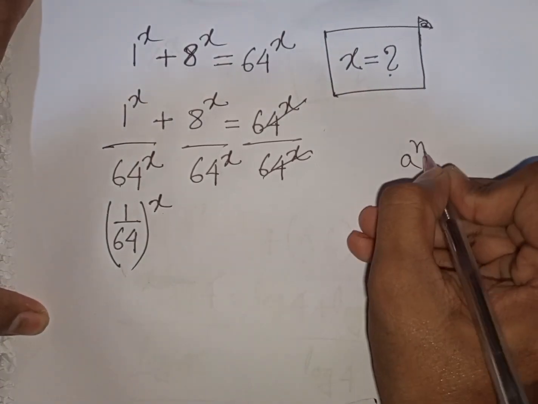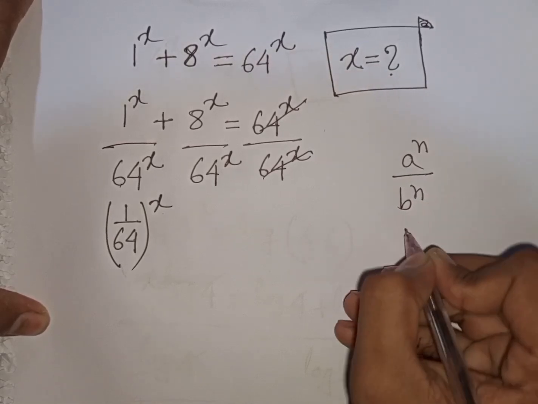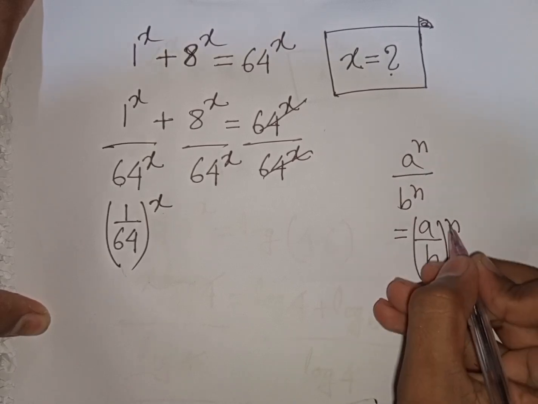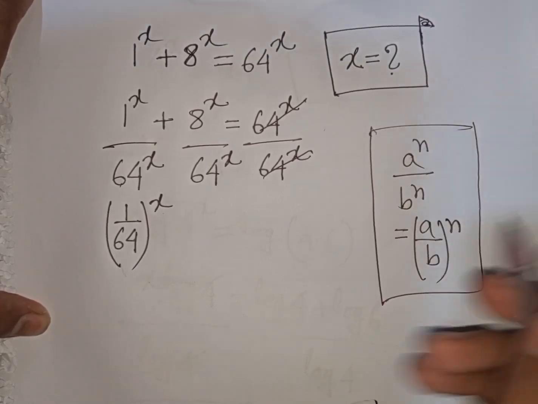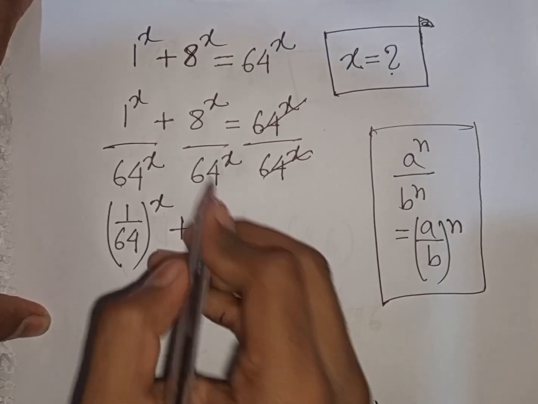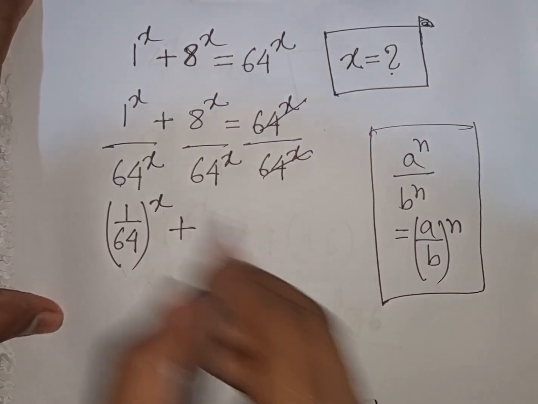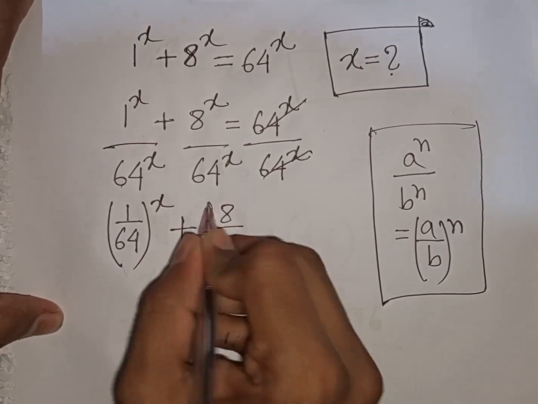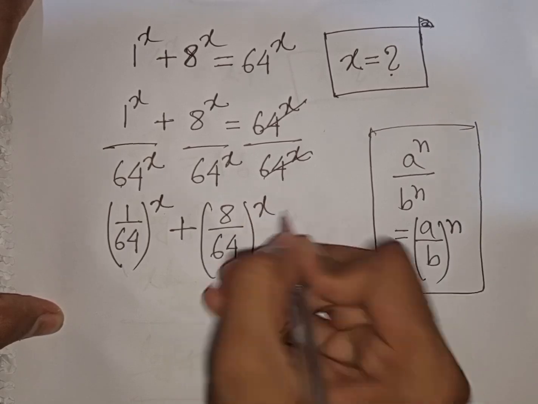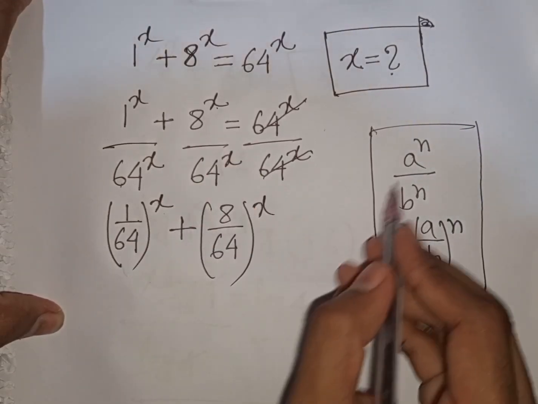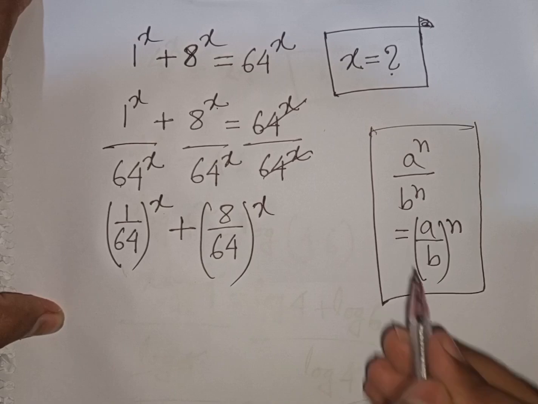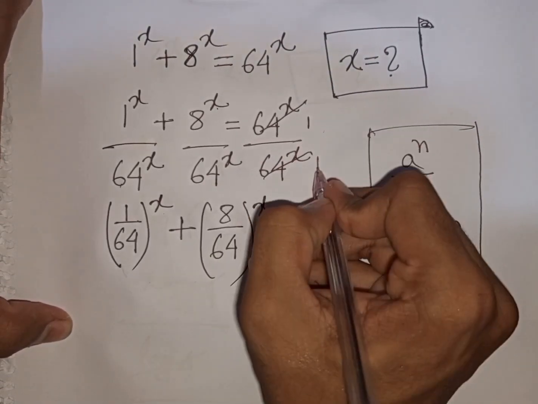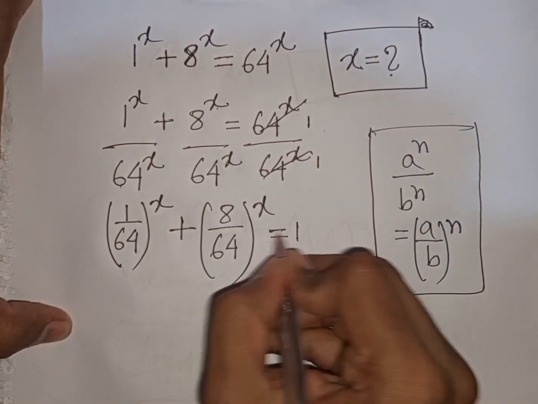According to this formula, a power n over b power n is equal to a over b, then bracket common power n. Then plus, here we can apply this formula again. So, it will be 8 over 64, then bracket common power x, same power but different base, is equal to 1 divided by 1, that means it will be 1.